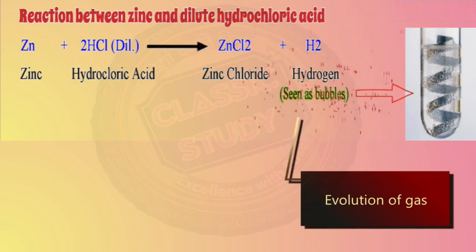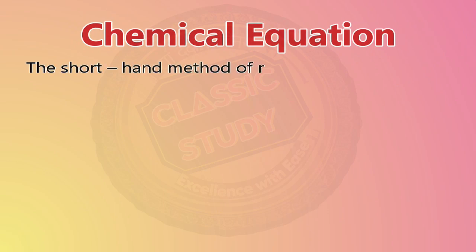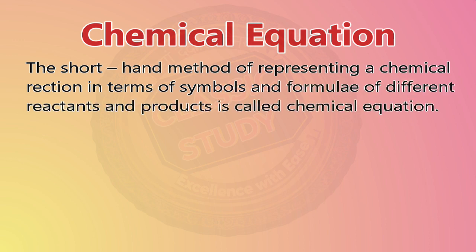So we can see in a chemical reaction, one or more of these changes happen to take place. These are called the characteristics of chemical reactions. Chemical equation: a shorthand method of representing a chemical reaction in terms of symbols and formulae of different reactants and products is called a chemical equation. So when we use the formulae or symbols of the elements and compounds to represent a chemical reaction, it is called a chemical equation.